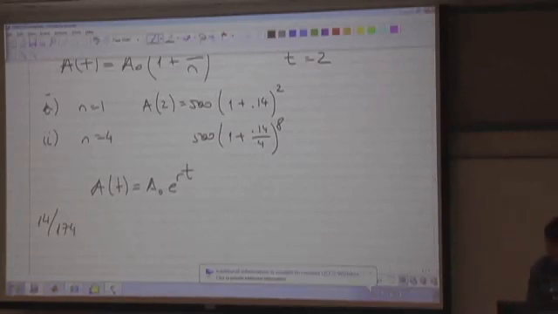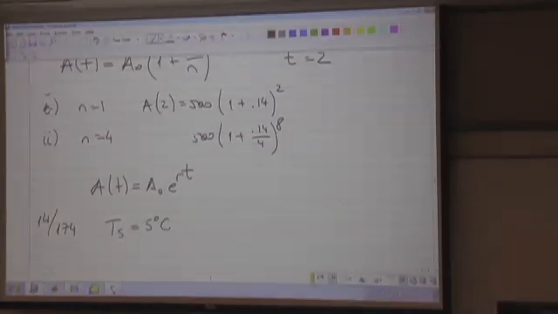So a thermometer is taken from a room where the temperature is 20 degrees Celsius to the outdoors where the temperature is 5 degrees Celsius. So would you tell me what T of infinity is? 5 degrees. Does that make sense? Also, T of 0 is equal to 20 degrees. Right? So now your model is just going to be dT over dt is equal to k times T minus 5. Right?